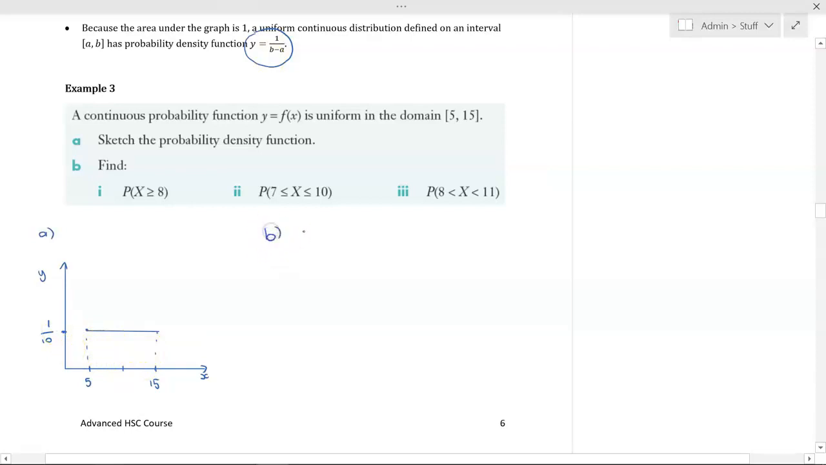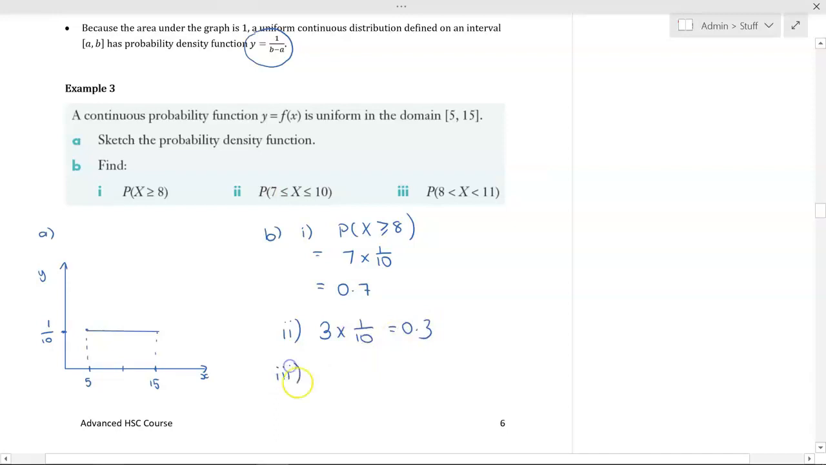So in part 1 there, we want the probability of x being greater than or equal to 8. So we're looking from 8 up. So 8's about here. How far from 8 to 15? Well, that's 7 by 1/10 using the area of a rectangle. I'll go 0.7. What about the probability from 7 to 10? Well, that will be 3 lots of 1/10.